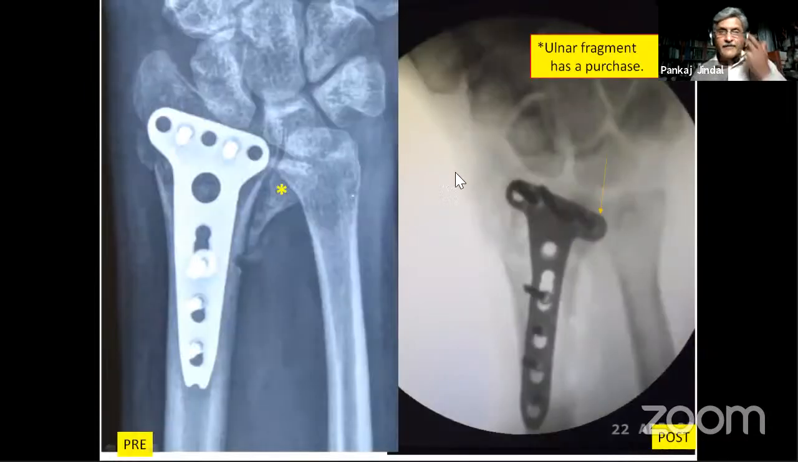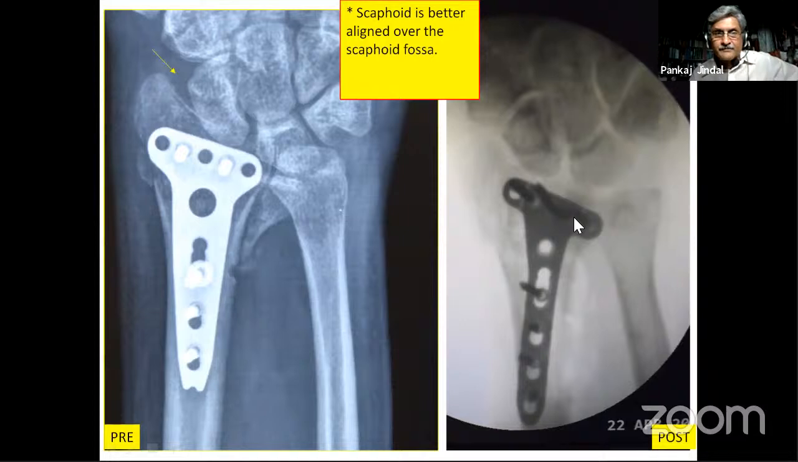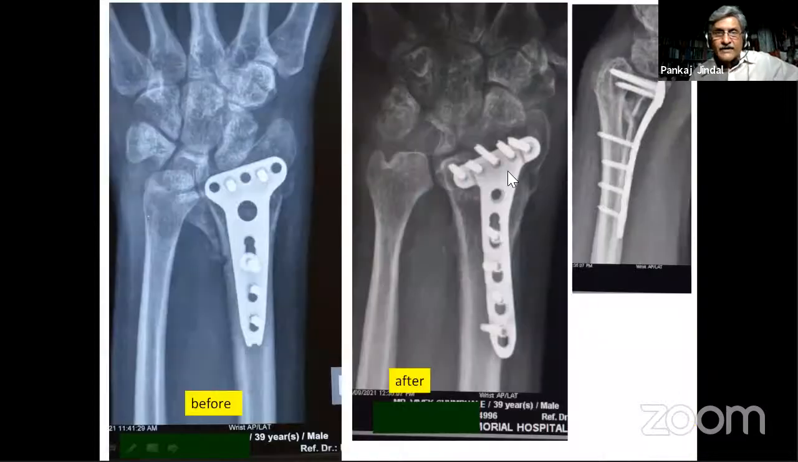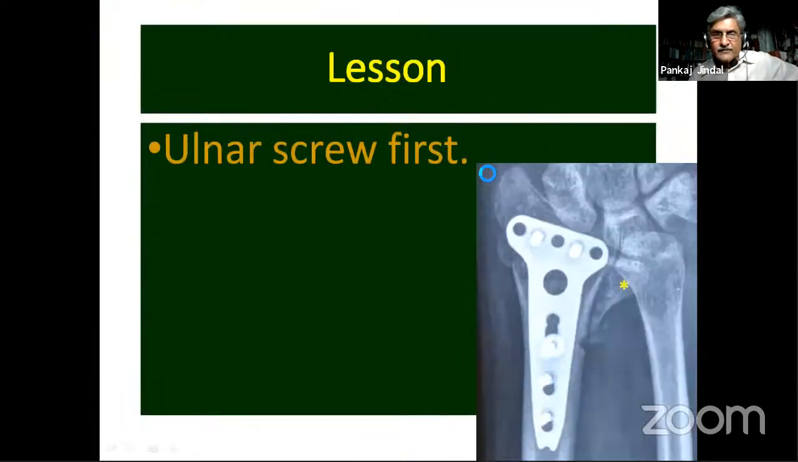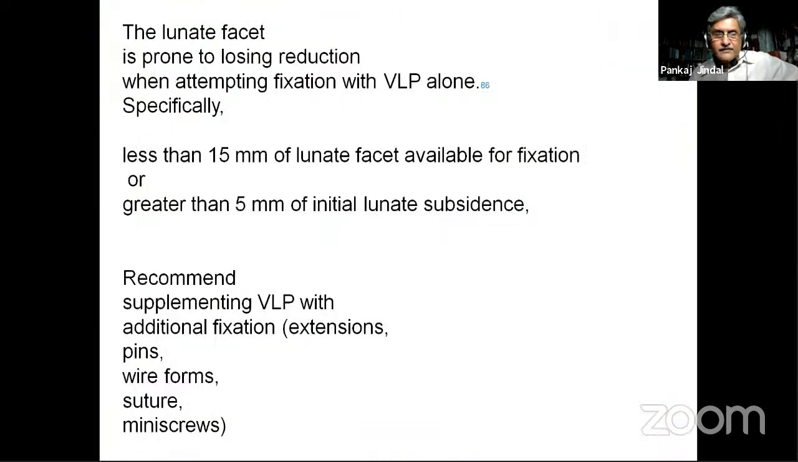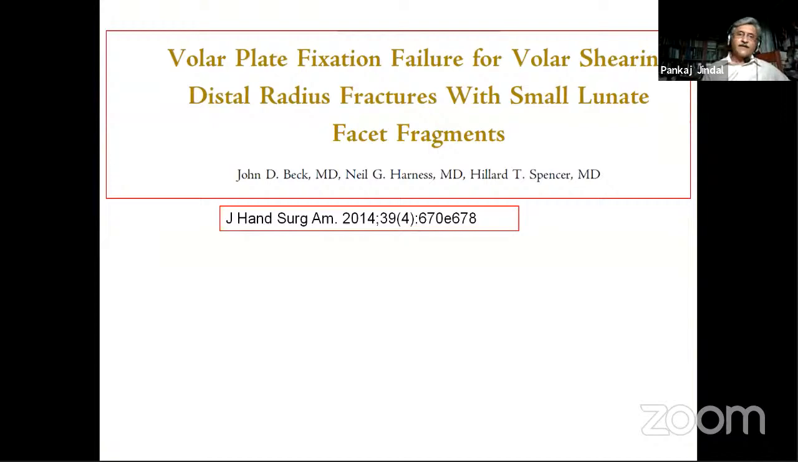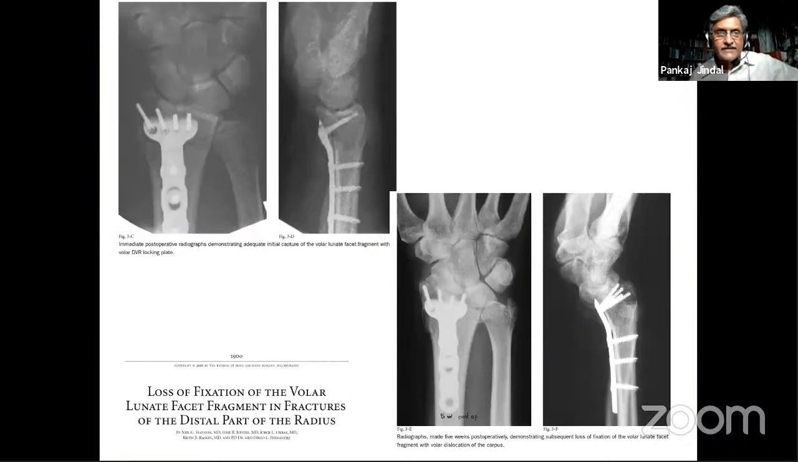So this is where we began and this is where we ended up with screws. We had 2 screws on the ulnar fragment here, and sure enough, it served the purpose here. There are a lot of articles on this thing. I'll skip these things here.